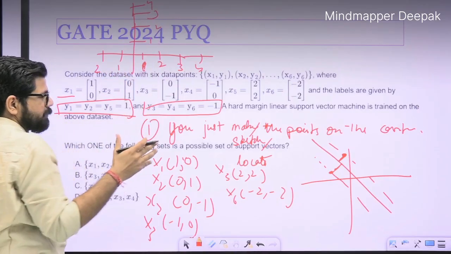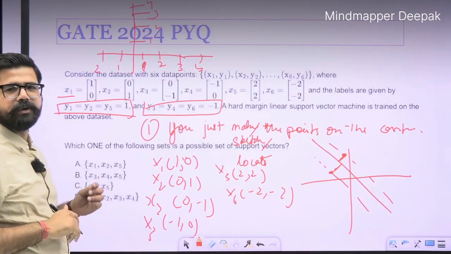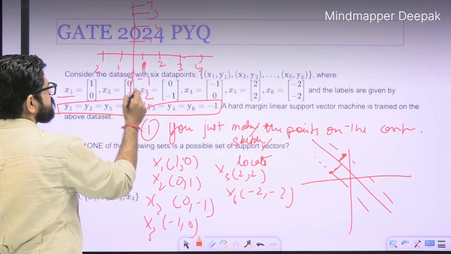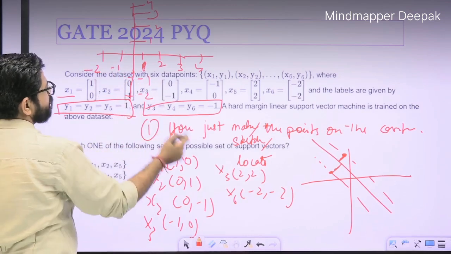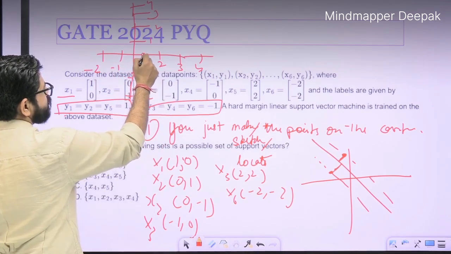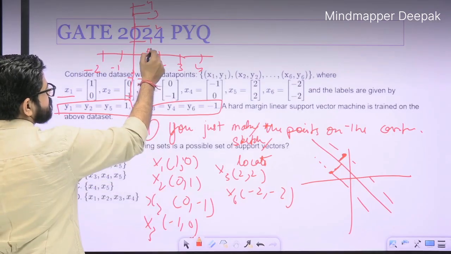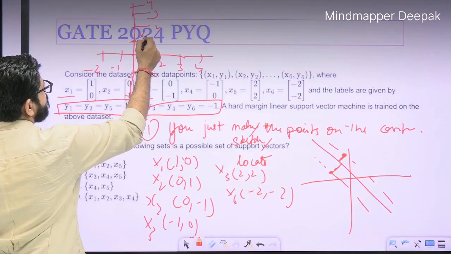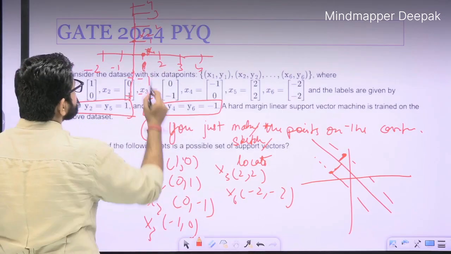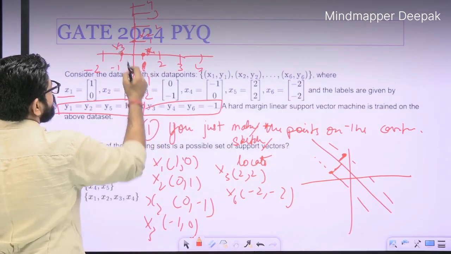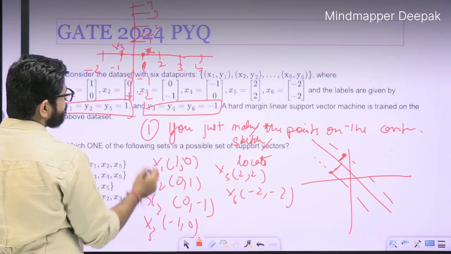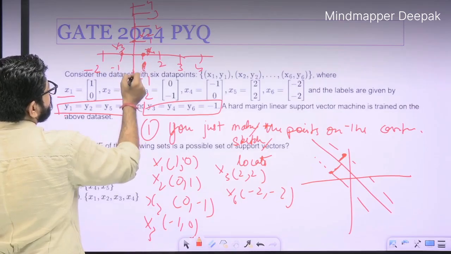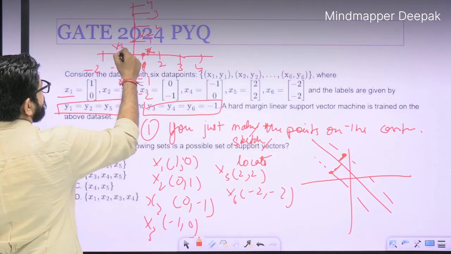It looks bigger, but if you know the concept, it will be solved within seconds. So this is minus 1, this is minus 2, here minus 1, minus 2. So it is 1 comma 0, that will be point x1. This is 0 comma 1, this is point x2. Then 0 comma minus 1, this is the point x3, and minus 1 comma 0 is the point x4.